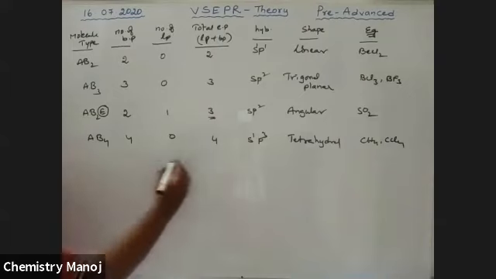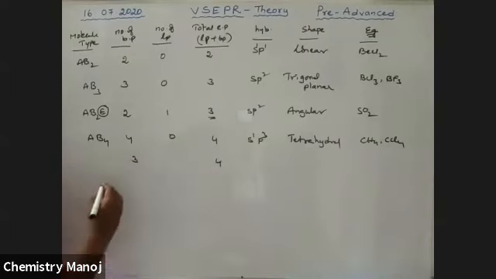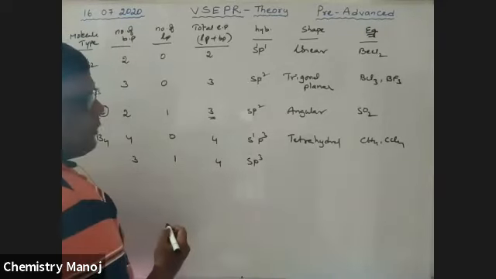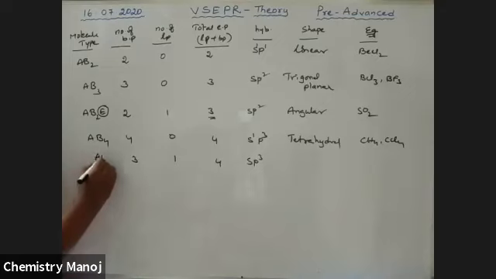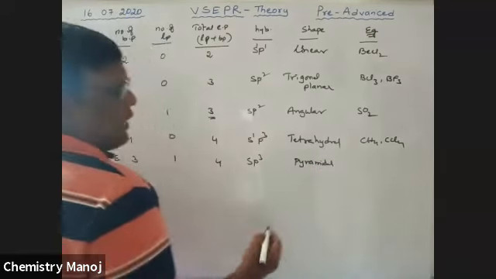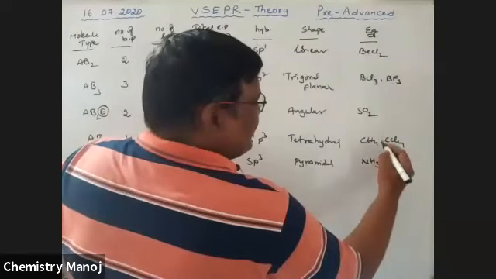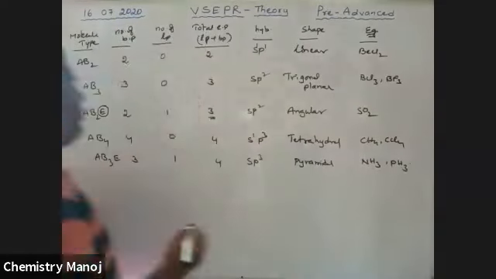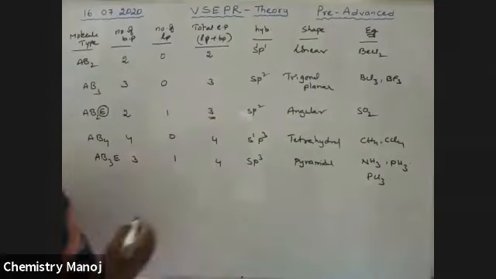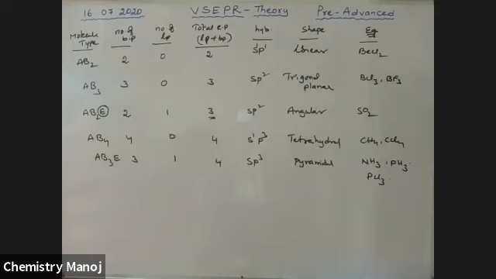Next, total 4, but 3 bond pairs and 1 lone pair. Total 4 means sp3 hybridization. Because it is 3 bond pairs, it is AB3 with 1 lone pair, E. The shape is pyramidal. Examples are NH3, PH3, PCl3. Those are pyramidal type molecules. Try to learn this by heart.